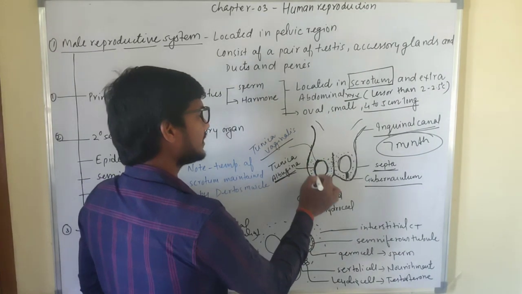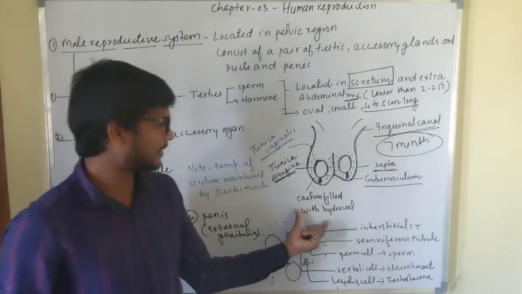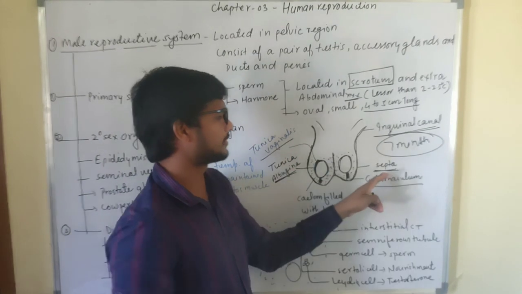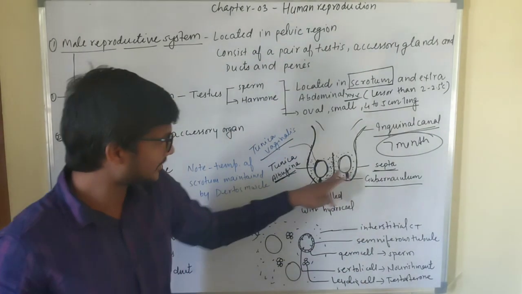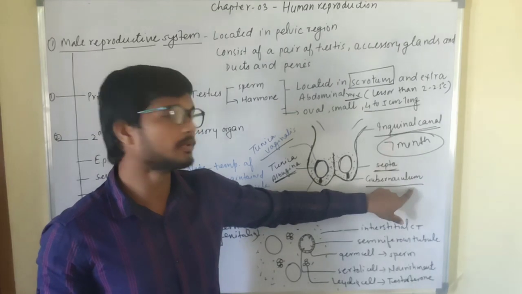And between these pouches there is a coelom filled cavity. That cavity is known as just what? Hydrocele. These two pouches are separated by means of testicular septum, and these testes just remain at their place by means of gubernaculum.